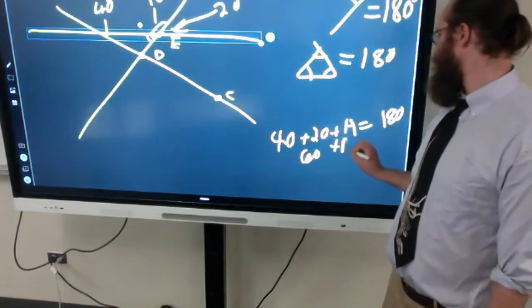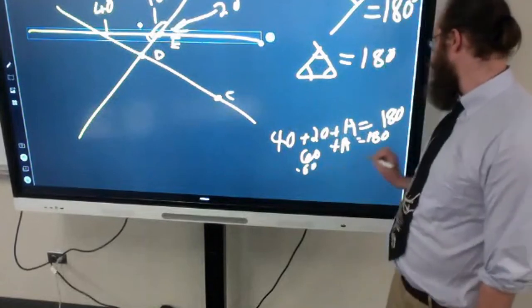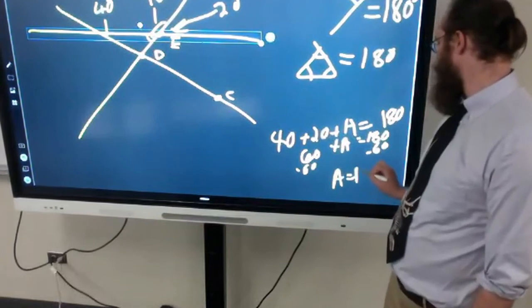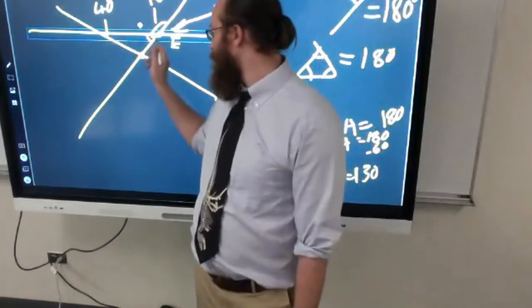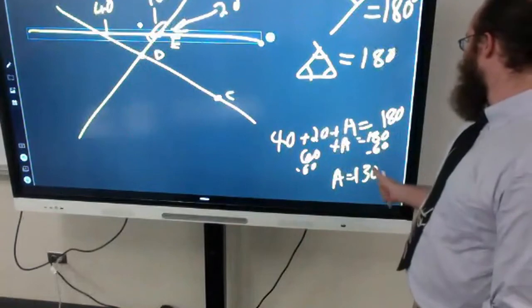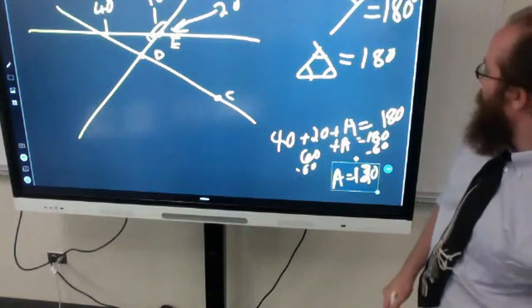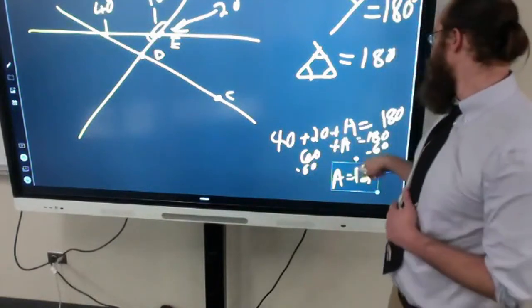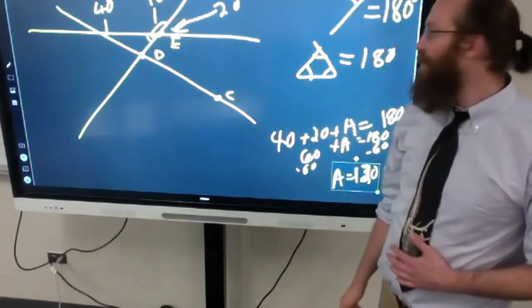And we're going to subtract 60 from both sides as our next step. 60s over here cancel. And we are left with A equals 130 degrees. So that angle is 40, that angle is 20, the other angle, oh my God, sorry, 120 degrees, Mr. Cartwright. 180 minus 60 is 120, not 130. Good job. So 120, 40, and 20 are our three angle measurements for that triangle.